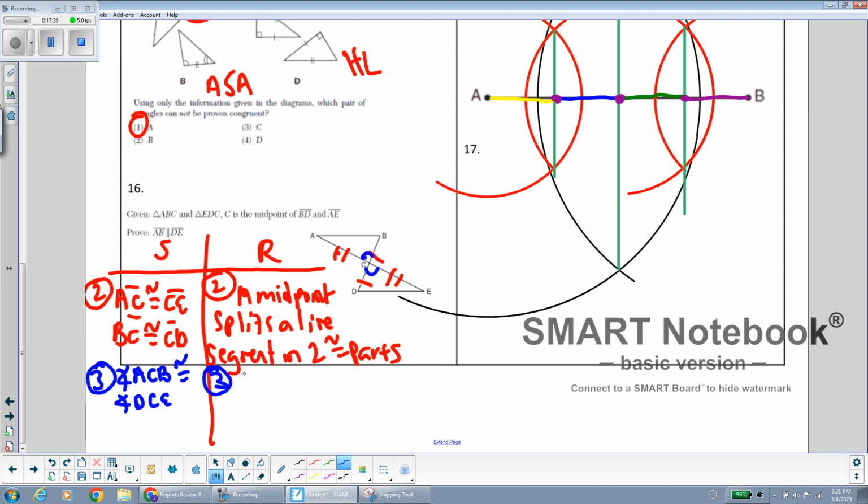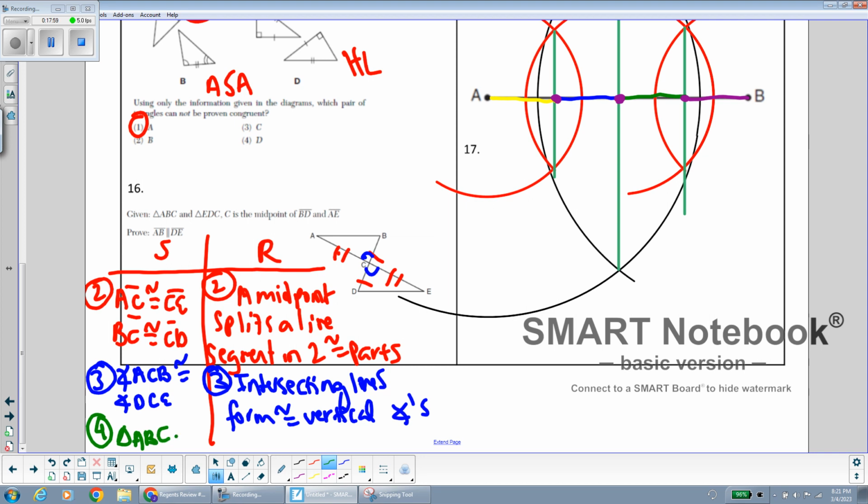So I'm going to write here, intersecting lines form congruent vertical angles. From here, I know my triangles are congruent, so triangle ABC is congruent to triangle EDC, and the reason for that is side angle side. I'm going to continue my proof over here.